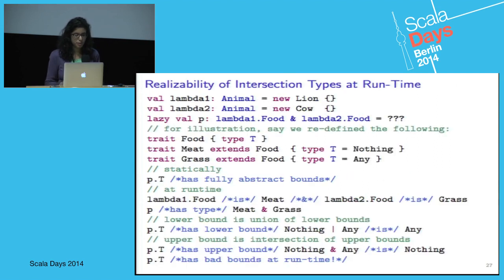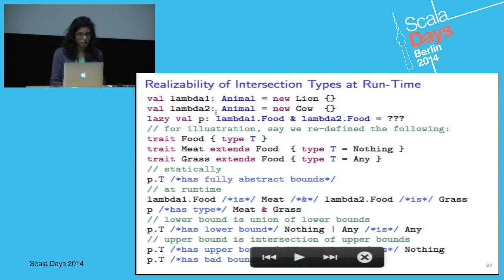And just to illustrate this, I'll show an example again. So here we have lambda 1 and lambda 2, and we say we cast them, we upcast them to be just animals, even though one is a lion and the other one is a cow. And now the question is, does lambda 1.food intersected with lambda 2.food make sense as a type?